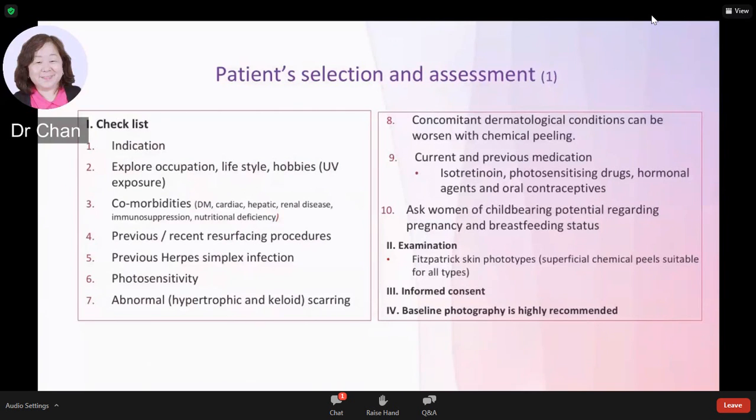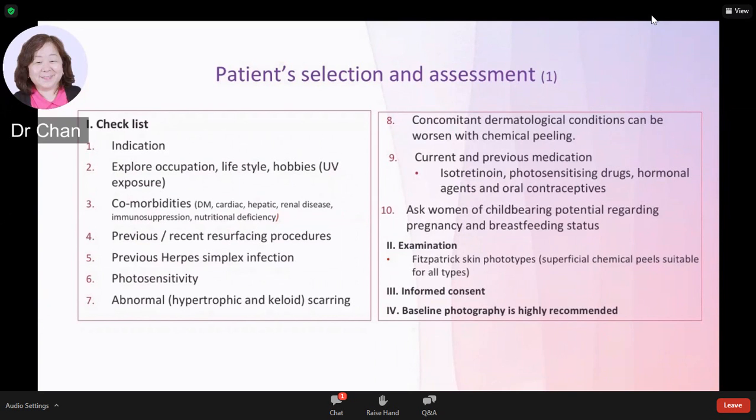Ask about any history of recent or previous resurfacing procedure, recent or previous history of herpes simplex infection, any photosensitivity, and any abnormal hypertrophy or keloid scars. We also need to explore concomitant medical or dermatological conditions, and previous or current medication like isotretinoin or photosensitizing drugs. For women of childbearing potential, inquire about pregnancy and breastfeeding status.